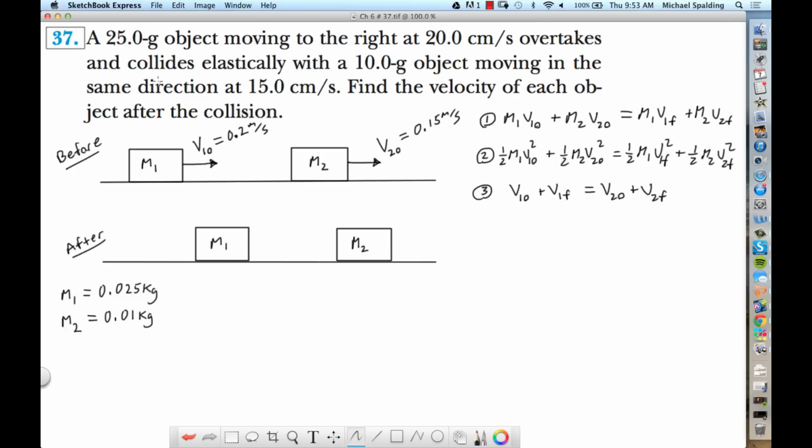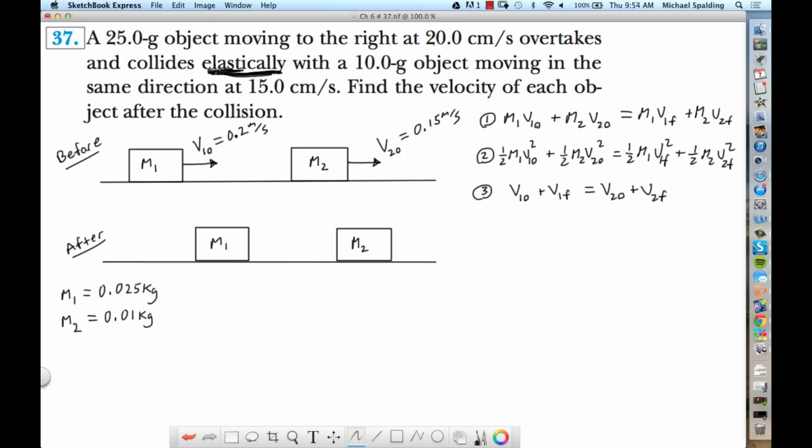Okay, so number 37, we have a 25-gram object moving to the right at 20 centimeters per second, overtakes and collides elastically. Look, this word right there is important. If a problem tells you that the collision is elastic, then what are they saying? They're saying momentum and kinetic energy are conserved.